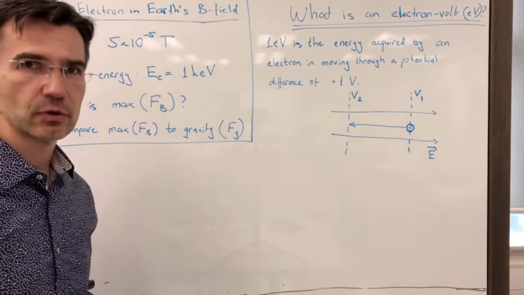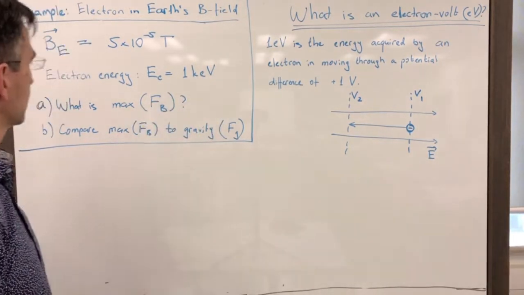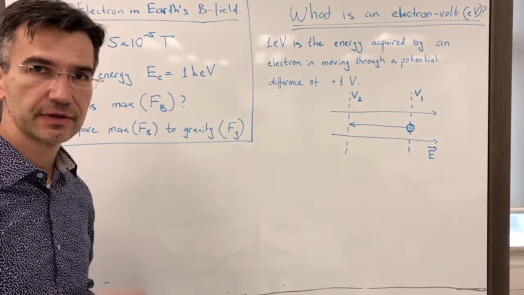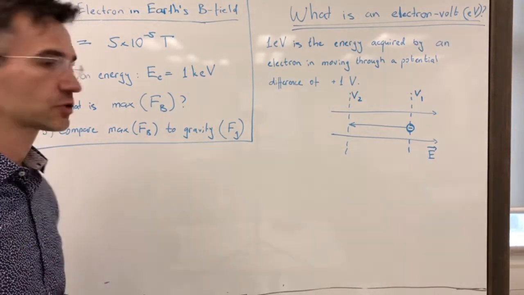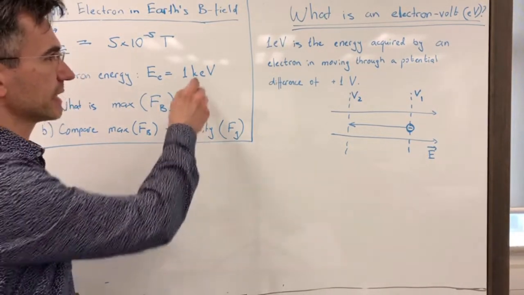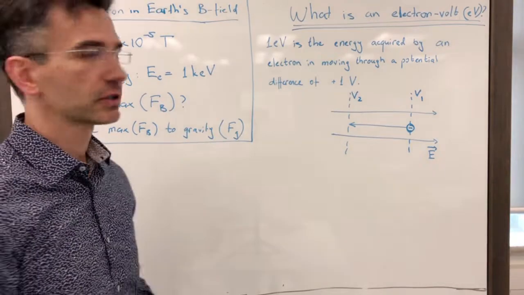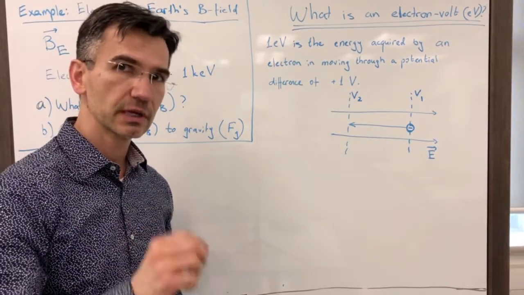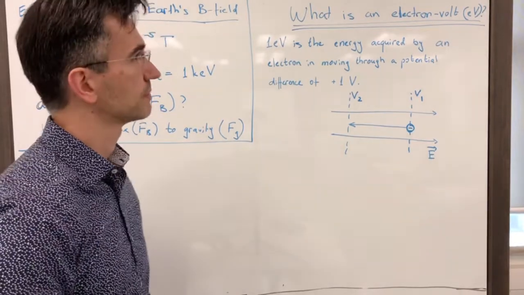What is an electron volt? I'll get to that a little bit later. But we have two parts of the question. One is the maximum force that the magnetic field exercises on the electron. And the second is, how does that compare to the force of gravity? So let's get back to this unit of the electron volt. We're given the electron has an energy of 1 kilo electron volt, so 1,000 electron volts.